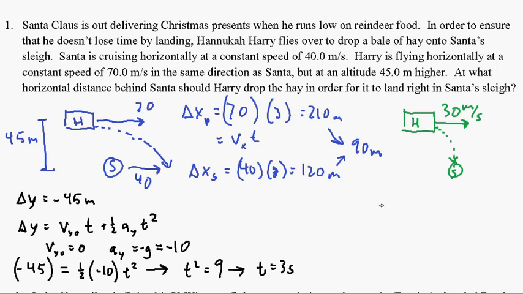The third way to do it, which is really even easier, is to attach your coordinate frame to Harry. There's Harry, and Santa, in the Harry-centered coordinates, is not stationary. He's actually moving to the left at 30 meters per second. Harry just has to bomb his hay straight down, and time it so that Santa flies right under him at the time the package arrives, which is 3 seconds after it's dropped. At 30 meters per second, you have to drop it when Santa is still 90 meters away.